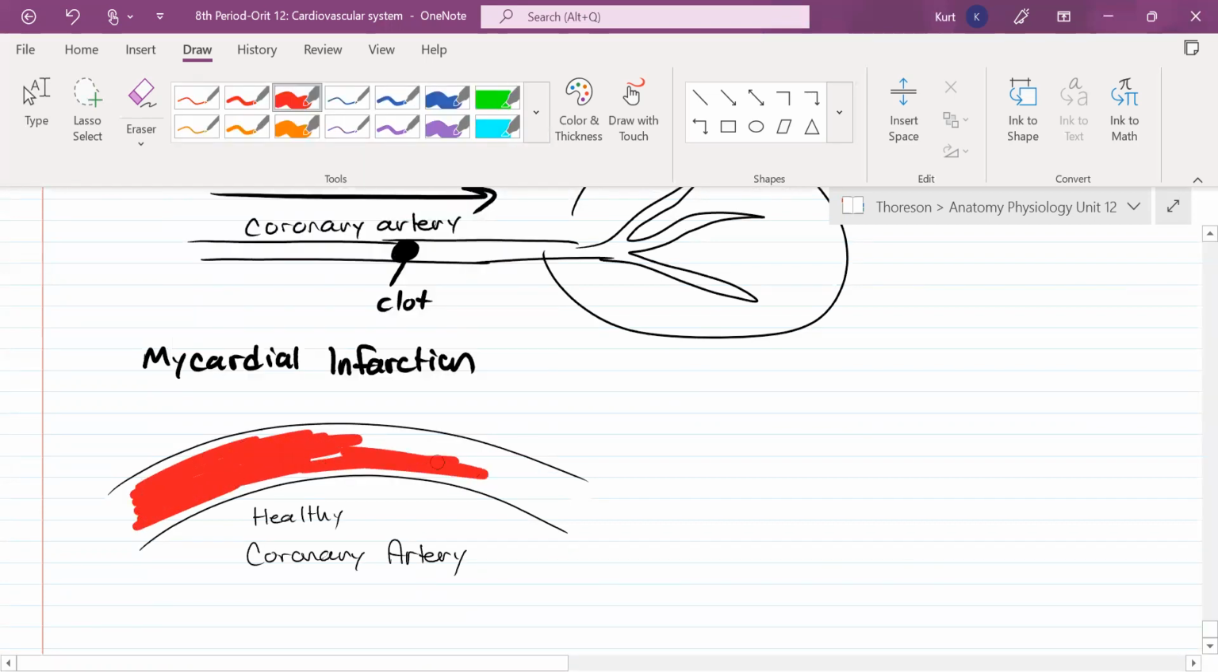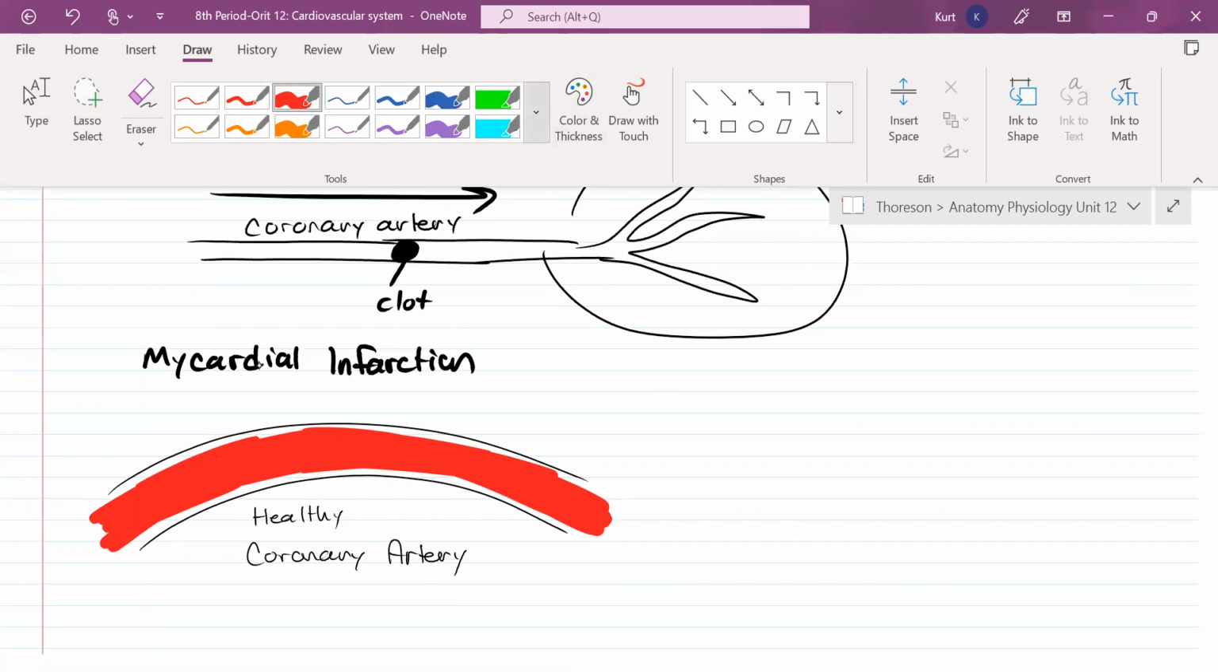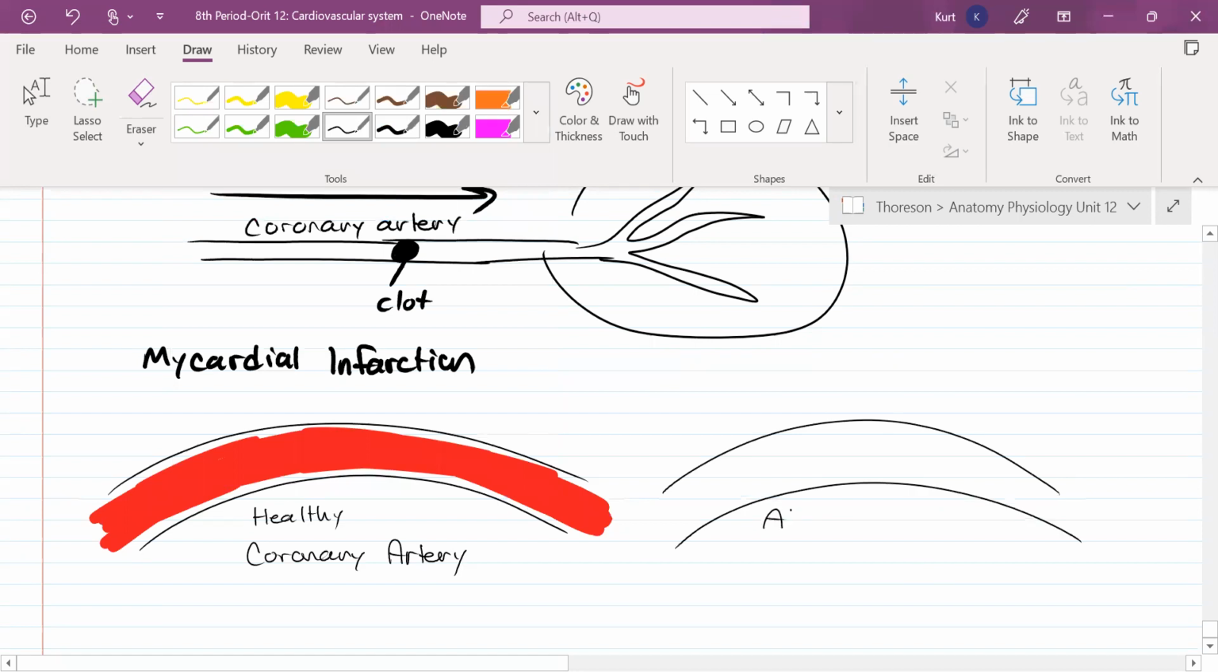So you have good blood flow passing through, no obstructions, no decrease in volume, no high blood pressure. Everything is going great. And then here is a coronary artery that has atherosclerosis. We're going to call this an atherosclerotic coronary artery.